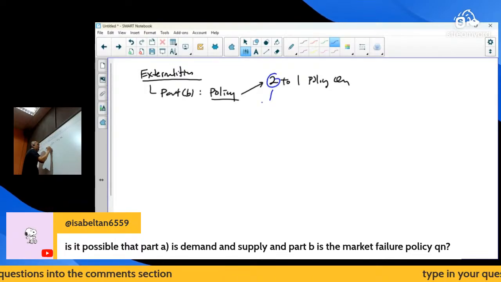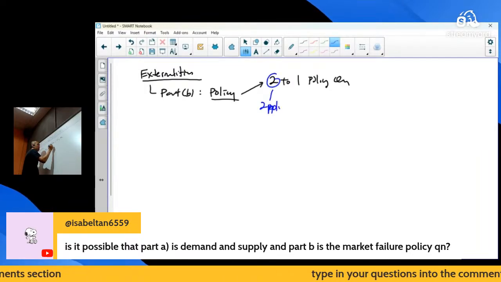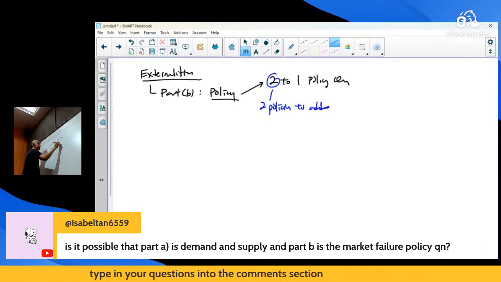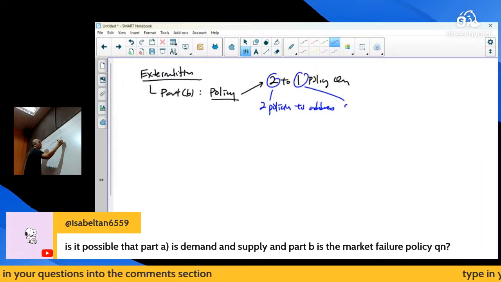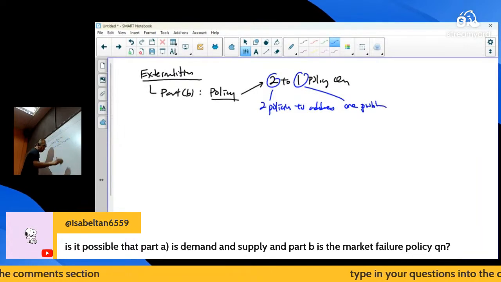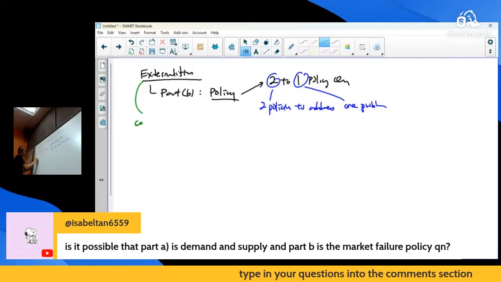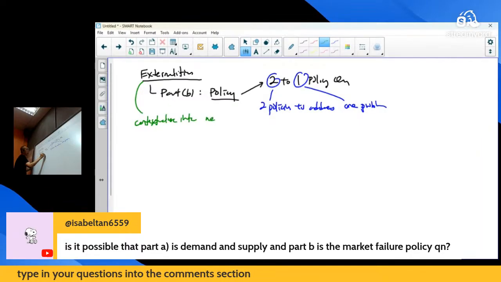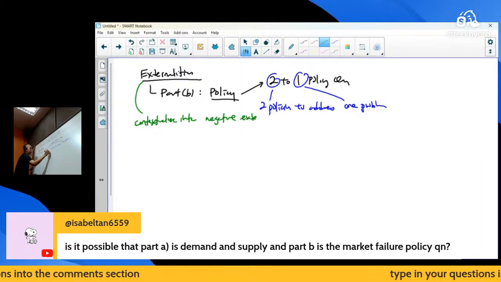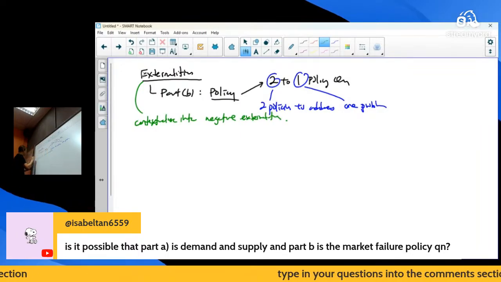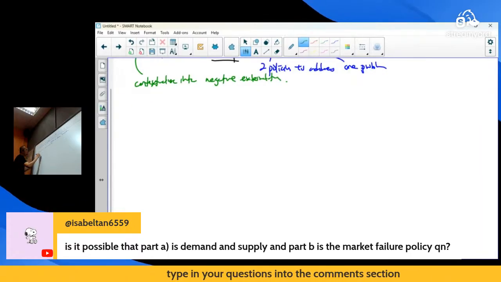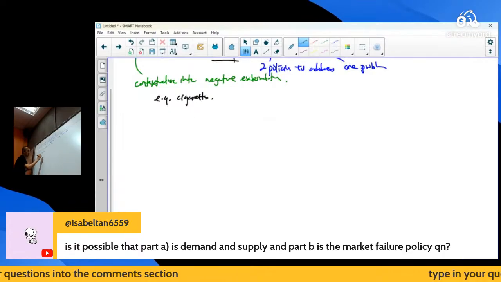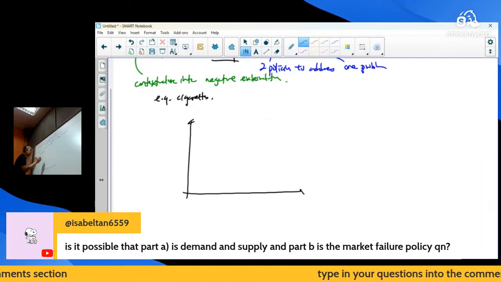What does 2-to-1 mean? 2-to-1 means two policies to address one problem. Then you contextualize, let's say negative externalities. So for instance, for negative externalities, what you might do is to say, example, cigarettes. So what policy can you choose?